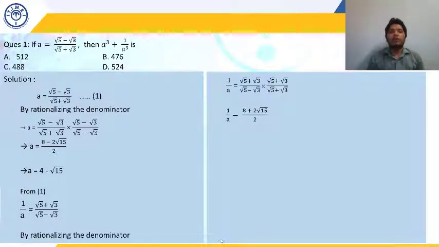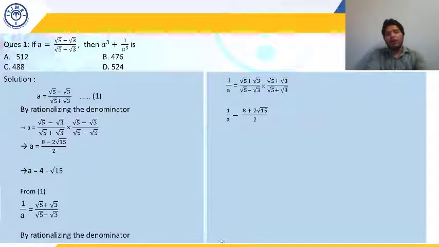So 1 by a will become 8 plus 2 root 15 in the numerator, and what should be coming in the denominator? It is (a plus b)(a minus b) again. So root 5 plus root 3 into root 5 minus root 3. So root 5 square is 5 and root 3 square is 3. So 5 minus 3 will become 2. So the value of 1 by a here will become (8 plus 2 root 15) upon 2.